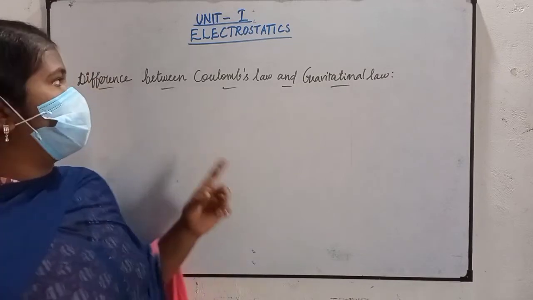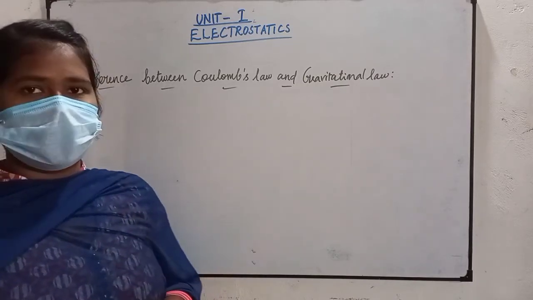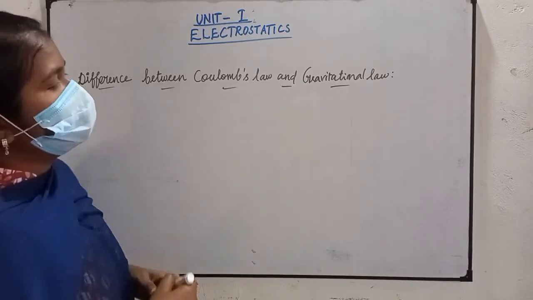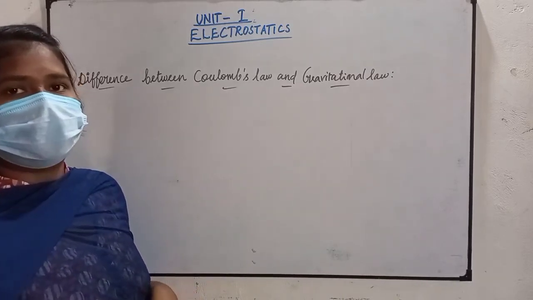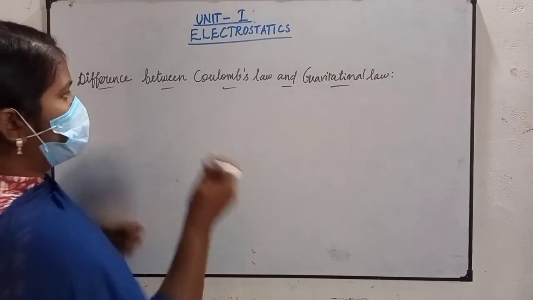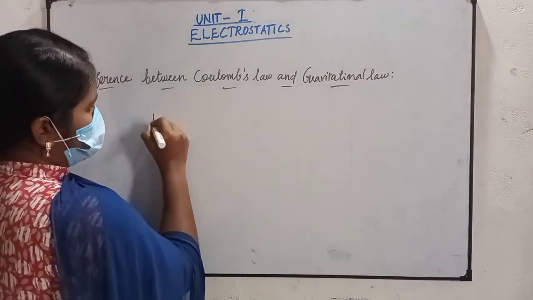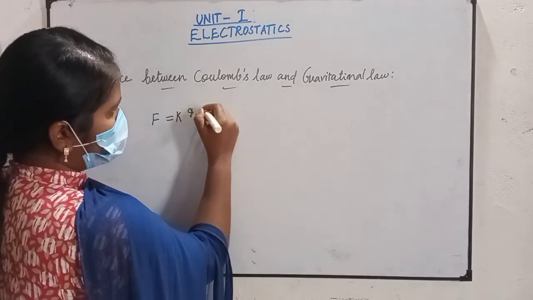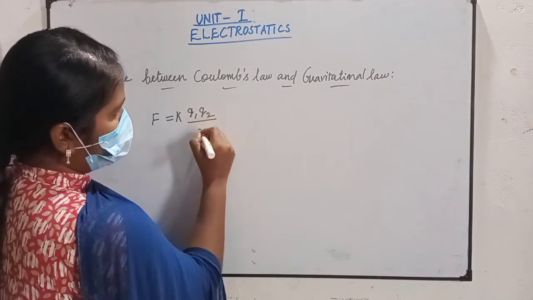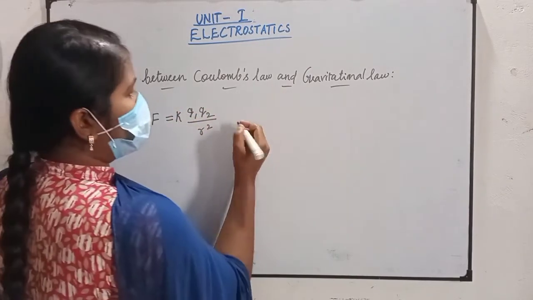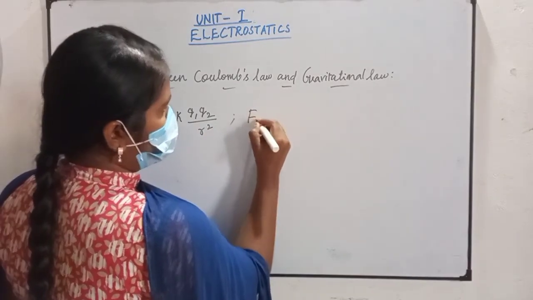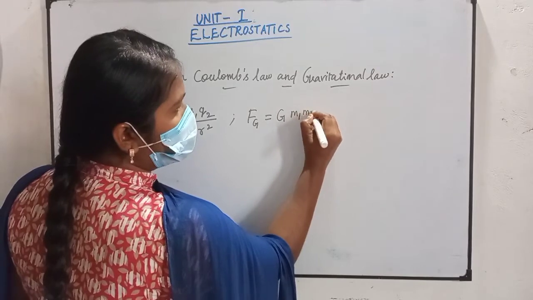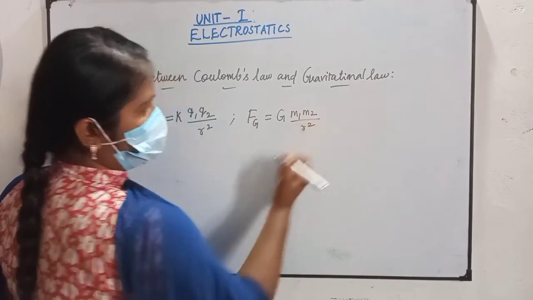Today we're going to discuss the difference between Coulomb's law and the gravitational law. Coulomb's law has the same structure as Newton's law of gravitation. For Coulomb's law we know the formula F = K Q1 Q2 / R², and for the gravitational law we have the formula Fg = G M1 M2 / R².